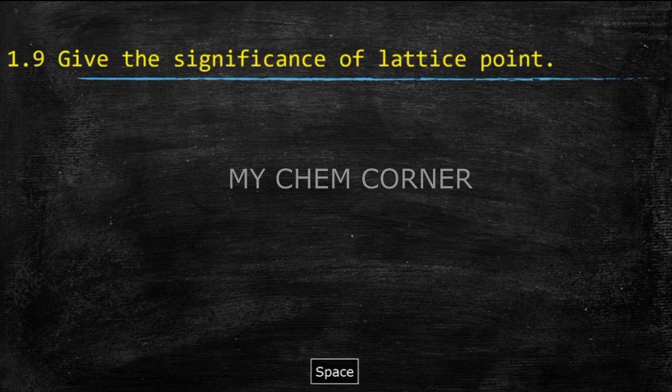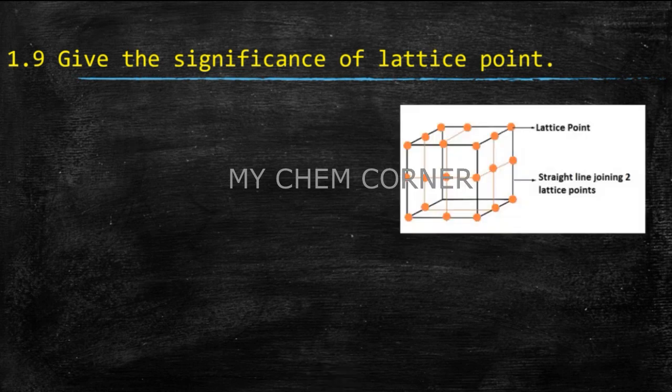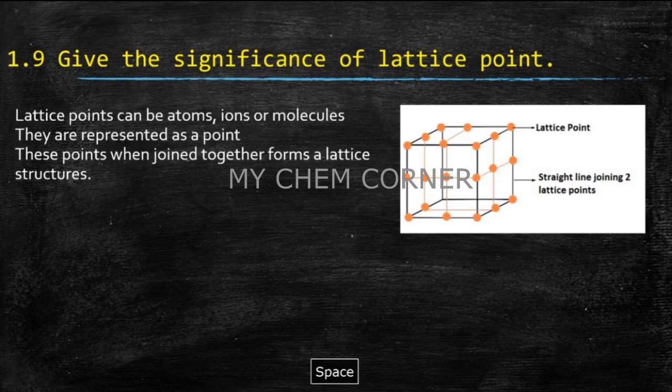Now the next one is question number 1.9. It says give the significance of a lattice point. And before we know what the significance of a lattice point is, try to understand what a lattice point is. Now if you look at a cube, each corner of the cube has a dot. They are nothing but lattice points. You get the geometry of a cube when you join those lattice points, you get the entire unit cell. Right? So here lattice points can be atoms, they can be ions, or they can be molecules also. These dots that you see can be atoms, ions, or molecules.